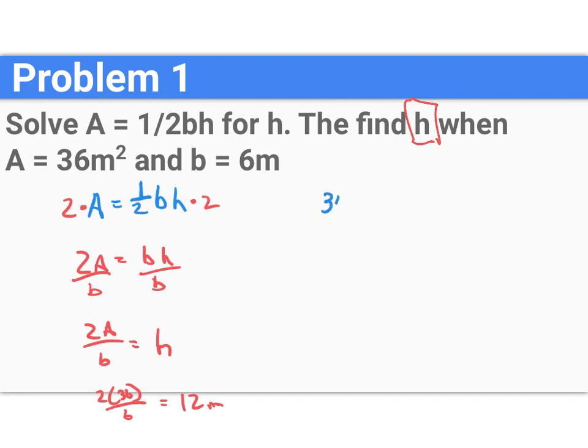Okay, so let me solve it the traditional way. So I put 36 equals 1/2 times 6h. So 36 equals 3h. Divide by 3, divide by 3, we get 12 equals h, or 12 meters equals the height. So as you can see, you get the same thing.